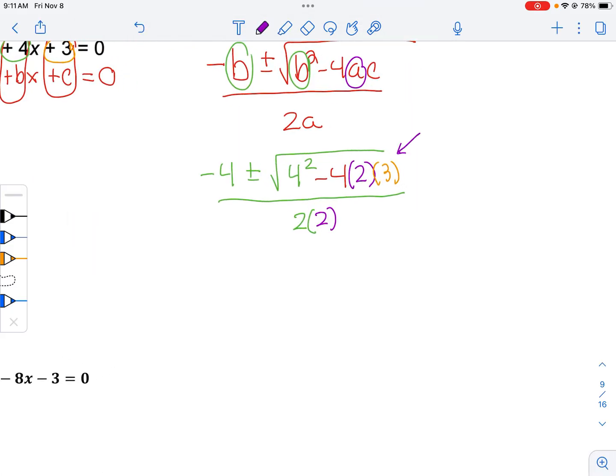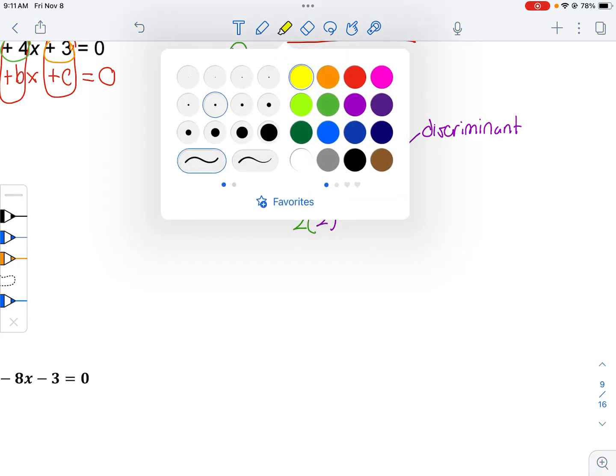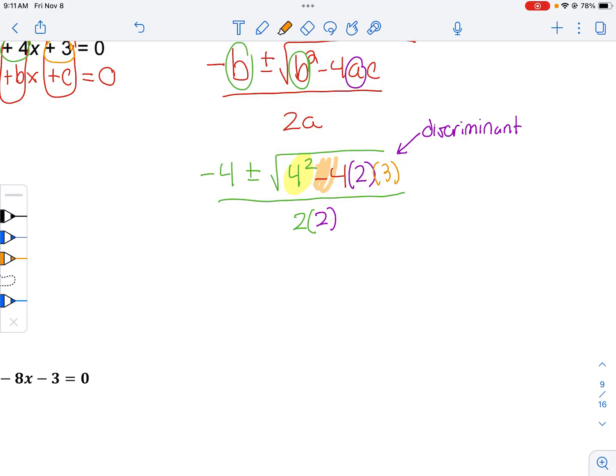Once we've got it plugged in, the most important part is inside the square root. This is the part that we also call the discriminant. There is a video already made all about the discriminant, so watch that. But in the discriminant, it's important to separate this basically into 2 problems. We're going to do the 4 squared as one problem, and then we're going to multiply all 3 of these together as part 2. Okay, do it all at one time.